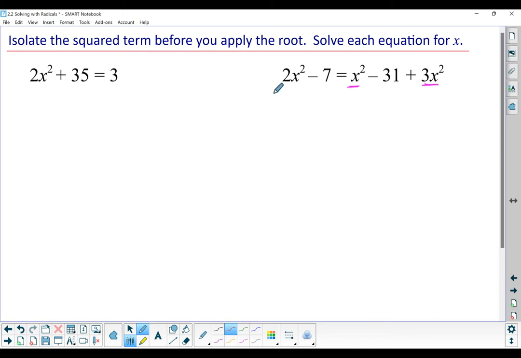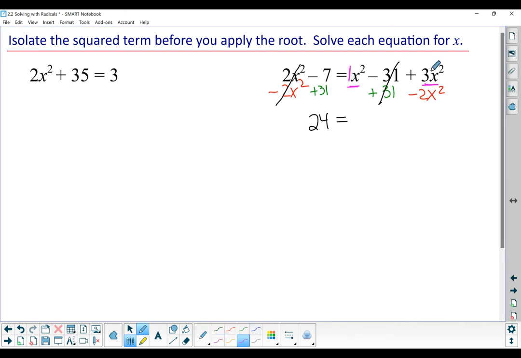So I'm going to subtract 2x squared from this side of the equation. And I'm going to go ahead and add the 31 to the other side because I know I want my variables on one side and my constant on the other in this type of equation. So this term cancels out. Negative 7 plus 31 is 24. This term cancels out. And again, be careful not to lose this one.